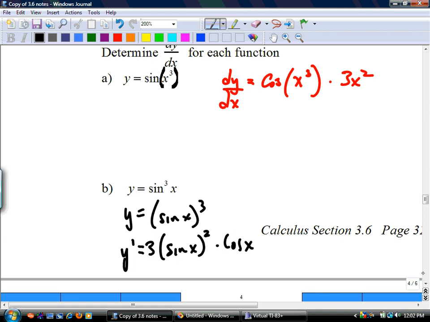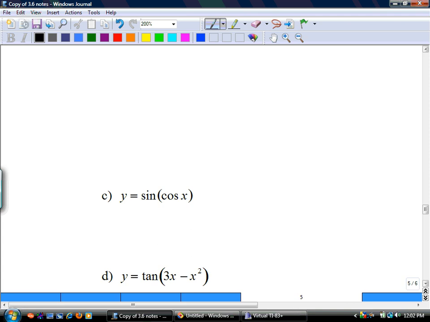Okay, what's C? That's exciting. So it would be cos of x times negative sine x. Yeah, and you're done. Can't do anything with that. It's cos of x, it's not cos squared x.